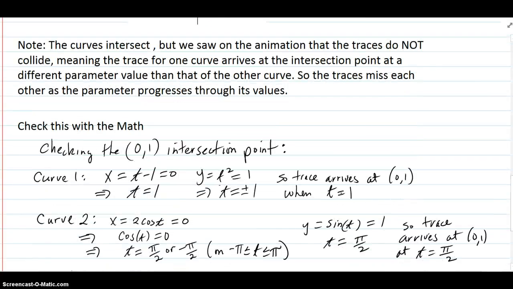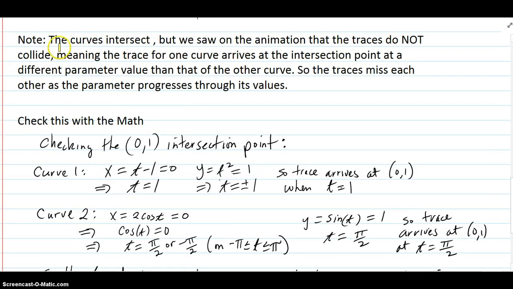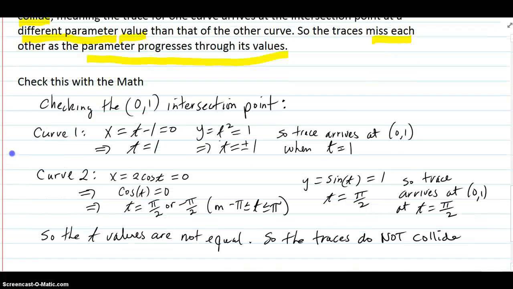Okay, so as mentioned earlier, the curves definitely intersect, and we saw where they intersected, but we saw in the animation that the traces do not collide, meaning the trace for one curve arrives at the intersection point at a different parameter value than that of the other curve. So the traces miss each other, as we saw in the animation, as the parameter progresses through its values. So now we visually saw they don't collide. Let's check it. Let's just check the simpler point, 0, 1.